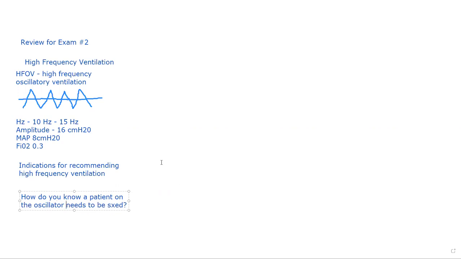How do you know a patient on the oscillator needs to be suctioned? It's one of the reasons why the mean airway pressure fluctuates. Oh, I just remembered another reason for fluctuating mean airway pressure. Probably by now you already looked it up in your notes.